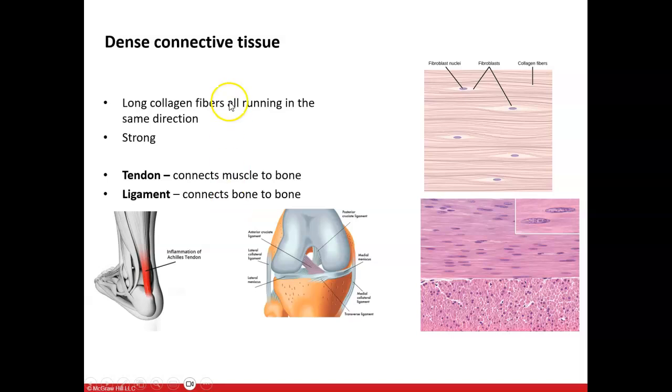So tendons and ligaments are dense connective tissues. They have a lot of collagen fibers running in all the same direction, and they're designed to be able to be pulled in two directions. Tendons connect muscle to bone, ligaments connect bone to bone.